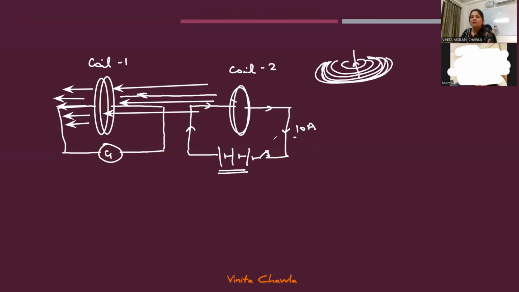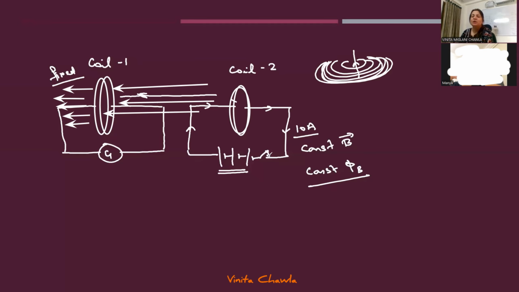Because we have a constant current flowing in the circuit, a constant magnetic field is produced around it. And because the current is constant, the magnetic field is constant, and so is the magnetic flux. So there is no change in magnetic flux at all. The number of field lines entering coil 1 is also fixed. So no deflection can be seen in the galvanometer because there is no change in flux at all.